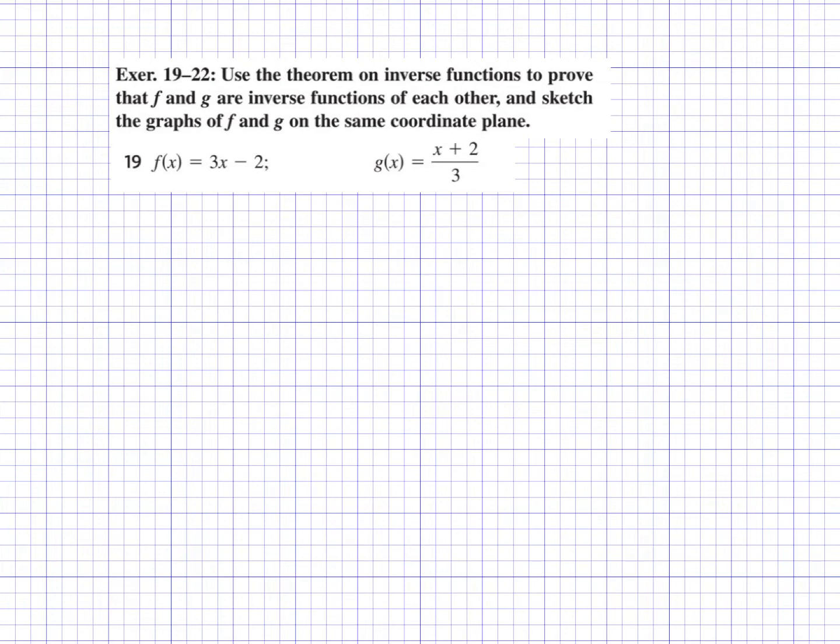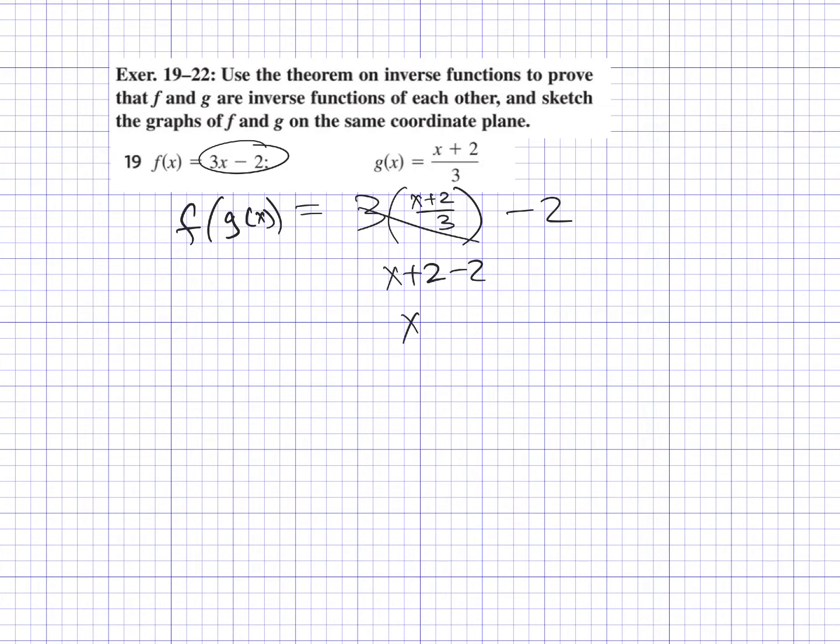All right, so use the theorem on inverse functions to prove that f and g are inverse functions of each other, and sketch the graphs. First of all, how do you do this? All you have to do is put f of g of x in and see what you get. So f of x is this, so 3 times g of x, x plus 2 over 3, minus 2. Let's solve that and see what we get. So that goes away, and you get x plus 2 minus 2, which is x.